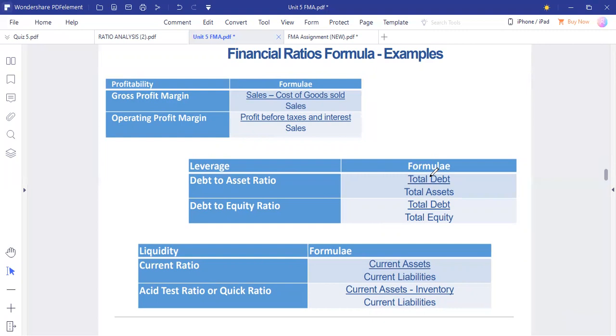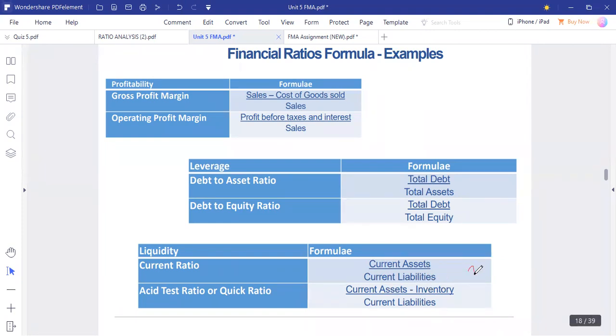We also have our debt to asset ratio. It looks at the ratio we have of the debt to the total assets. And the debt to equity looks at how much debt we have relative to the equity. Then we have the current ratio, which is our total current assets over the total current liabilities. The quick acid test ratio is the same formula except that it excludes what? The inventory or the stock.